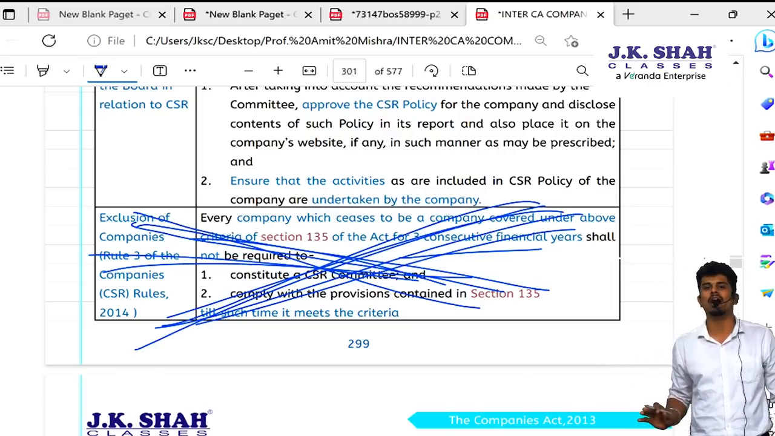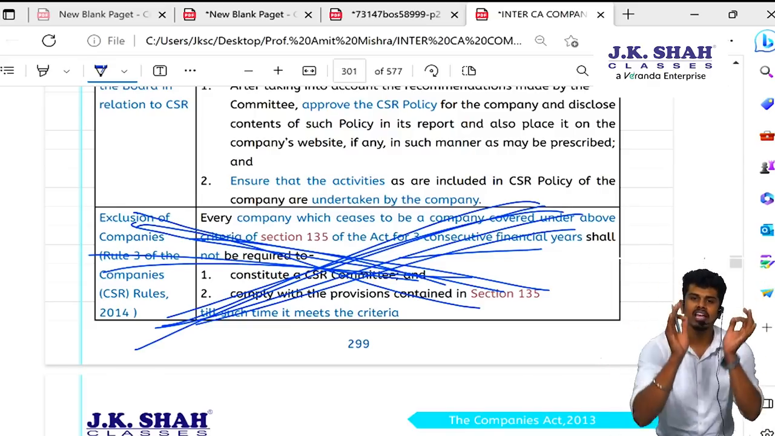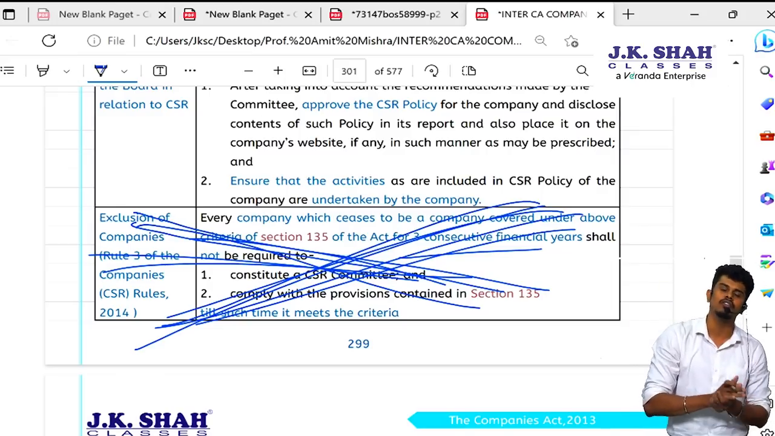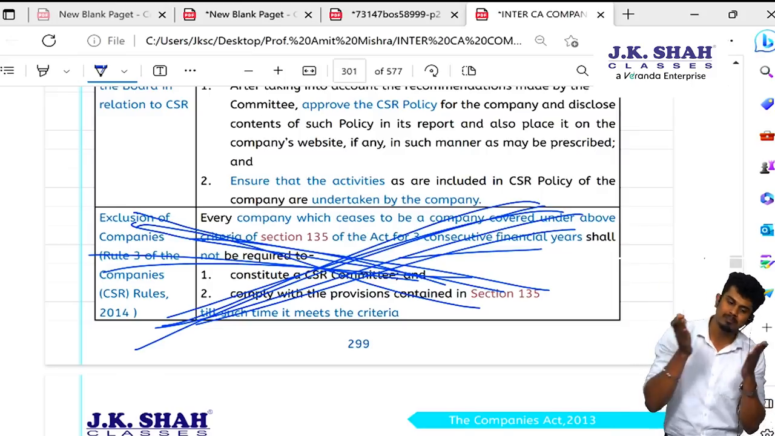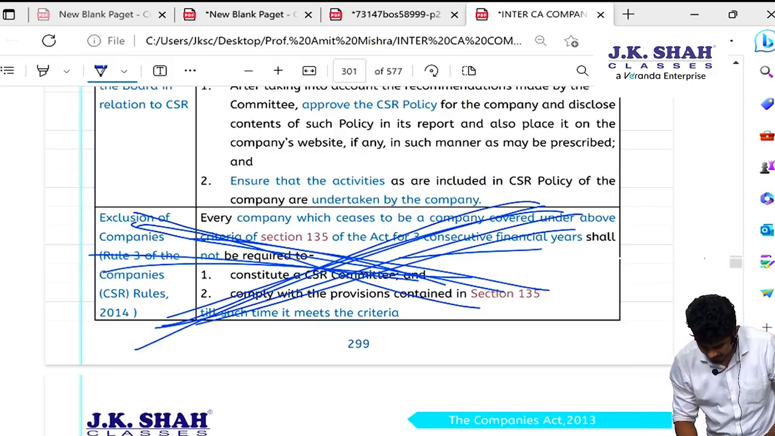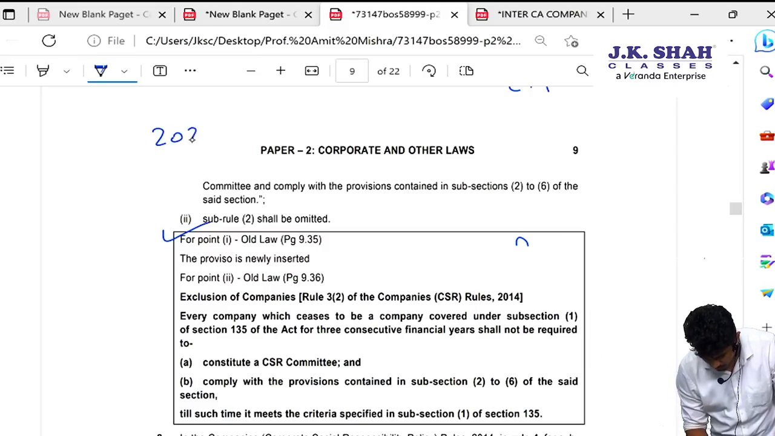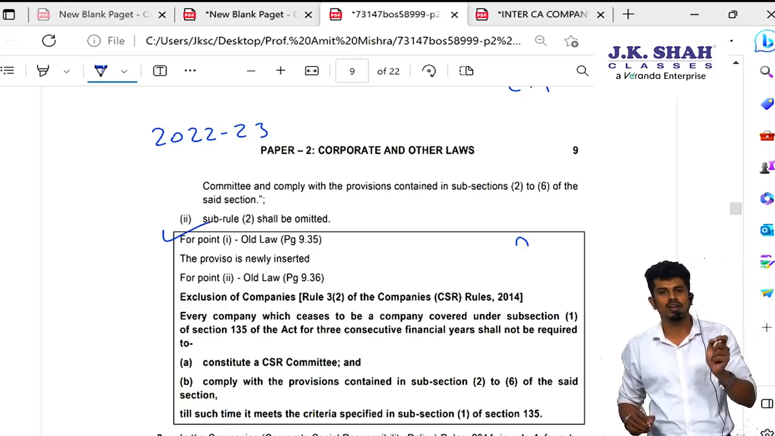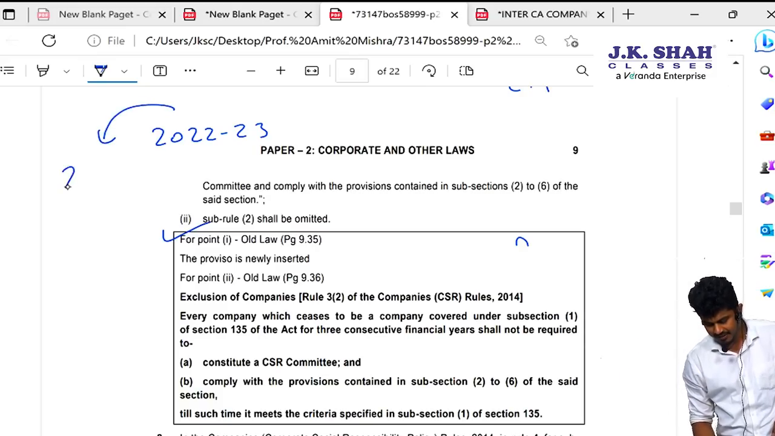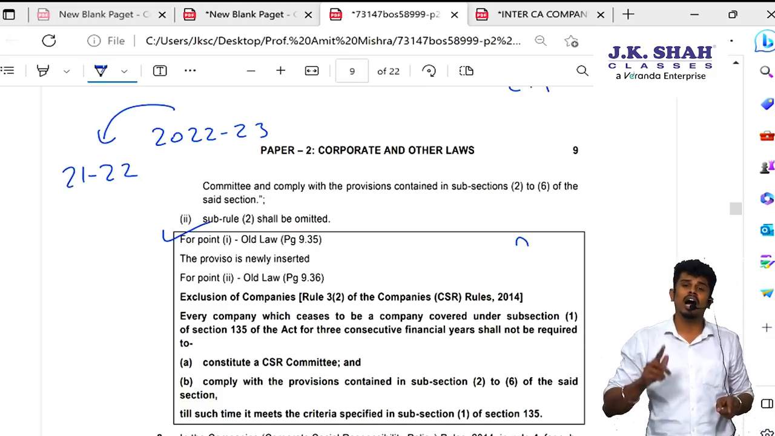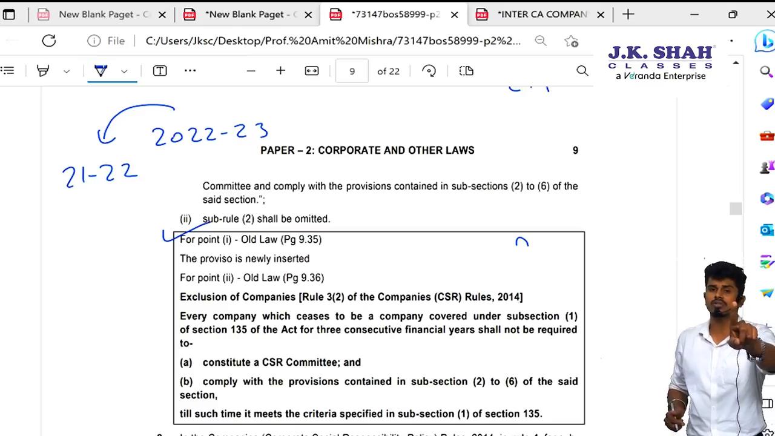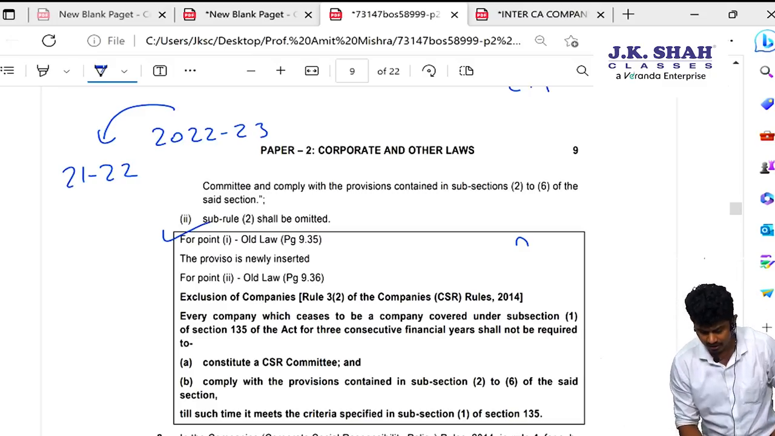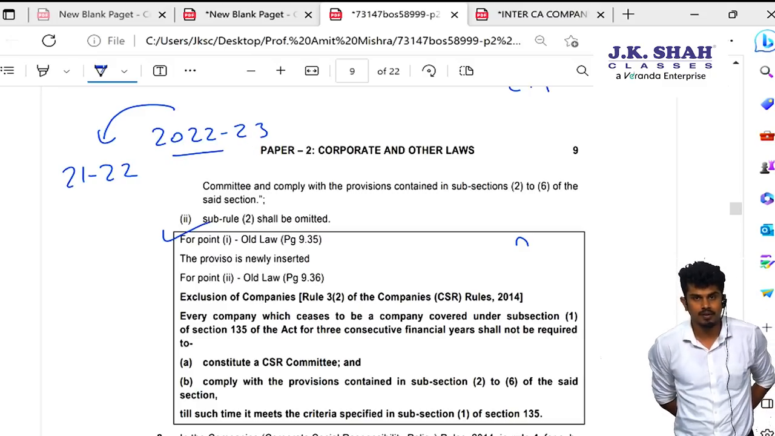This is omitted now, which means I will have to constitute a CSR committee only if I am satisfying the criteria of applicability of CSR in the previous year. That means if I am in year 2022-23, whether I will constitute a CSR committee in 2022-23 depends upon my previous year's limit, that is 21-22. If in 21-22 I am breaching the limit of net worth of minimum 500 crores, turnover of minimum 1000 crores or net profit of minimum 5 crore, then I will do CSR in 2022-23.